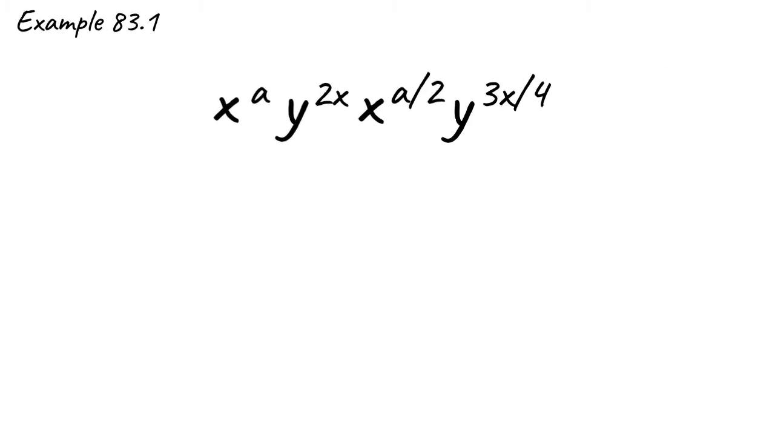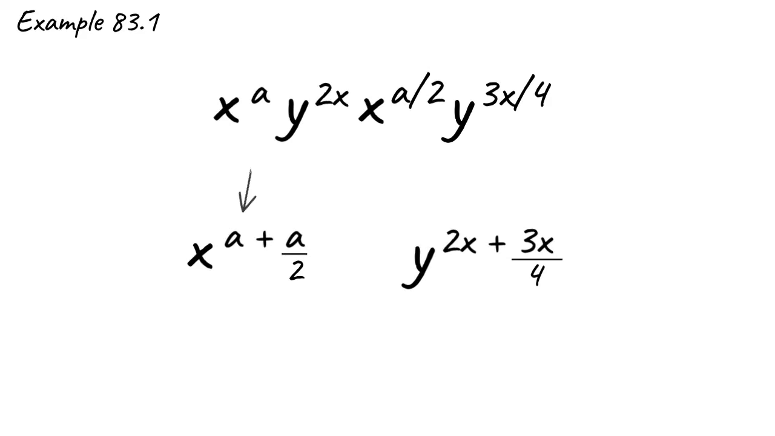Example 83.1. At first glance, simplifying this looks crazy, but if we start by squishing like variables together and writing their exponents as addition problems, it starts to make sense. Let the arrows show you how we put that together. Remember to pause the video when you need to take notes.